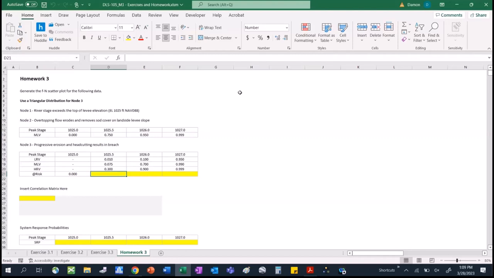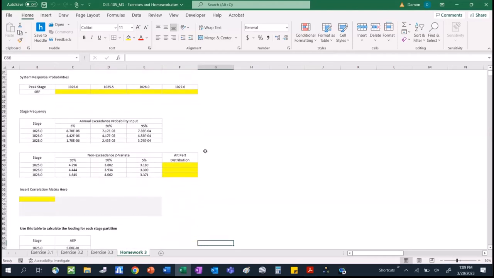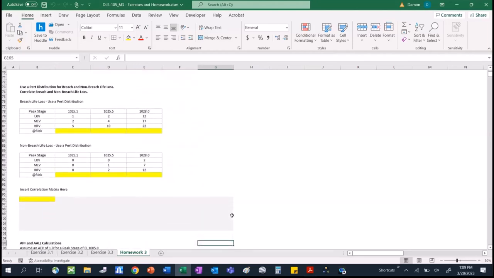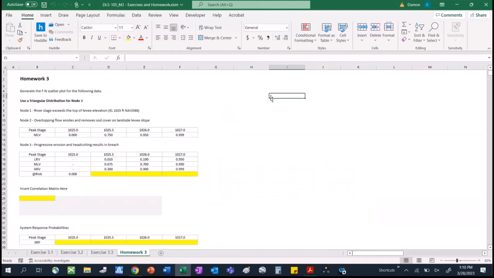All right, so in this homework, we're asked to generate the FN scatter plot for the data that's given. We've got some nodal information here with the uncertainty for node 3, and we're told to use a triangular distribution. We're going to have to calculate our system response probabilities, set a PERT distribution for our stage frequency, get our correlation matrices, get our distribution set for our consequences, again adding the correlation matrix, and then using that data, we're going to do all the things that we did in Module 2 and actually calculate the risk. So this is a really good example that walks through everything we're going to do on a much larger scale with some of the software when we get into Modules 4 and 5. If you can do this example, you can pretty much do any basic calculations for a risk assessment.